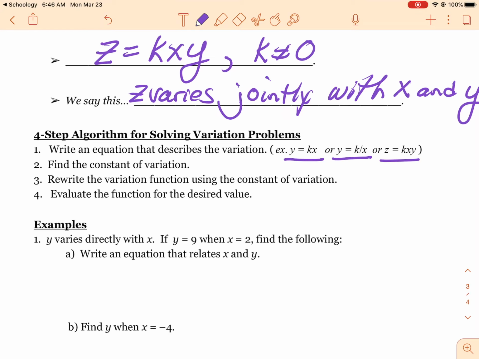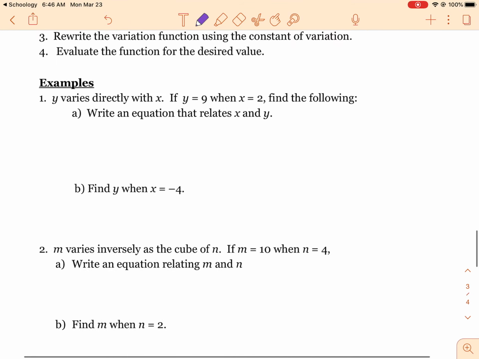You then find the constant of variation. You use that constant of variation to write the whole function. And then you evaluate for whatever they're trying to find. So let's do 2 example problems, and then there's a couple that you'll do on your own.